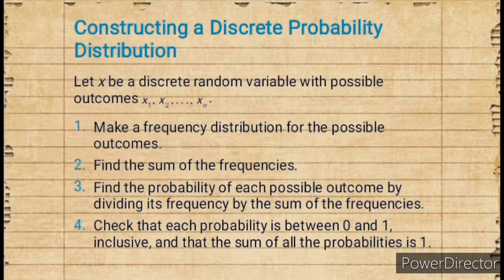How to construct a discrete probability distribution. Now, we let x be a discrete random variable with possible outcomes. So number 1, make a frequency distribution for the possible outcomes. Number 2, find the sum of the frequencies. Number 3, find the probability of each possible outcome by dividing its frequency by the sum of the frequencies. Number 4, check that each probability is between 0 and 1 inclusive, and that the sum of all the probabilities is 1.